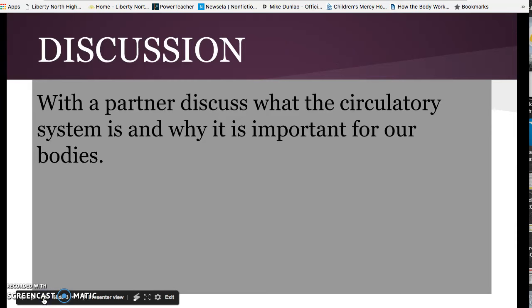First, before we do anything, I would like you guys to think about what the circulatory system is and why it is important for our bodies. You can either discuss this with a person sitting next to you or on a sheet of paper, write down your answer and then turn it into me before you leave today.